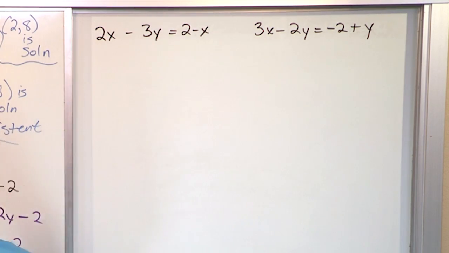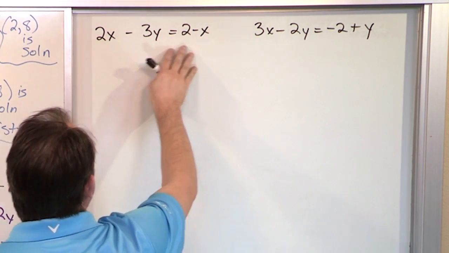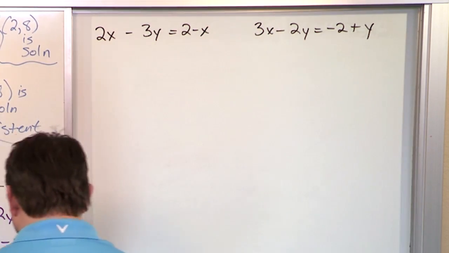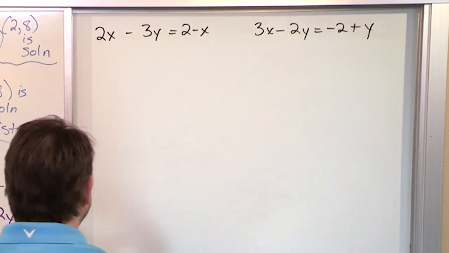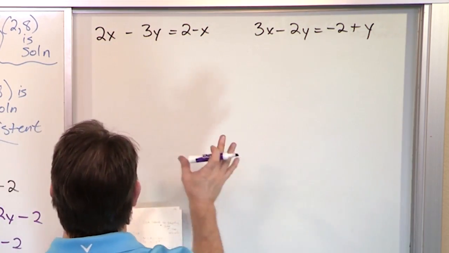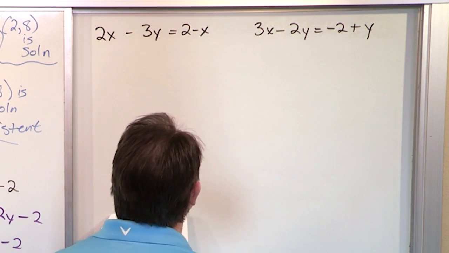So first of all, this equation has a bunch of stuff all over the place, x's and y's, and this equation has a bunch of stuff all over the place, x's and y's. So the first thing we're going to want to do is clean them up. What I mean by clean them up is try to get the x's and y's off to one side there.